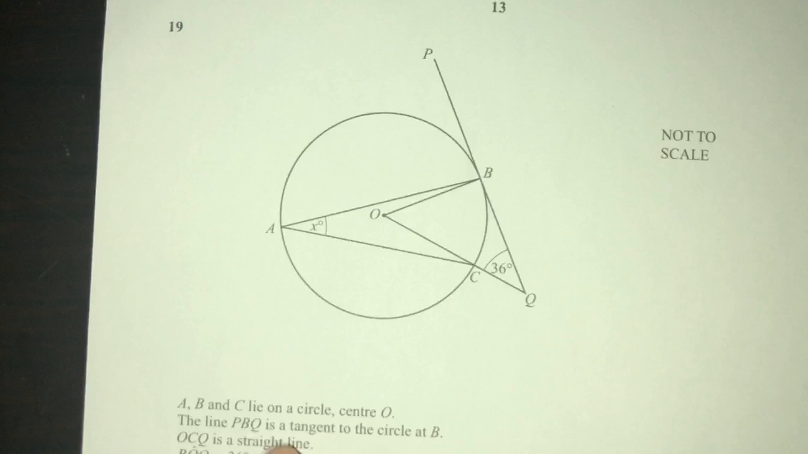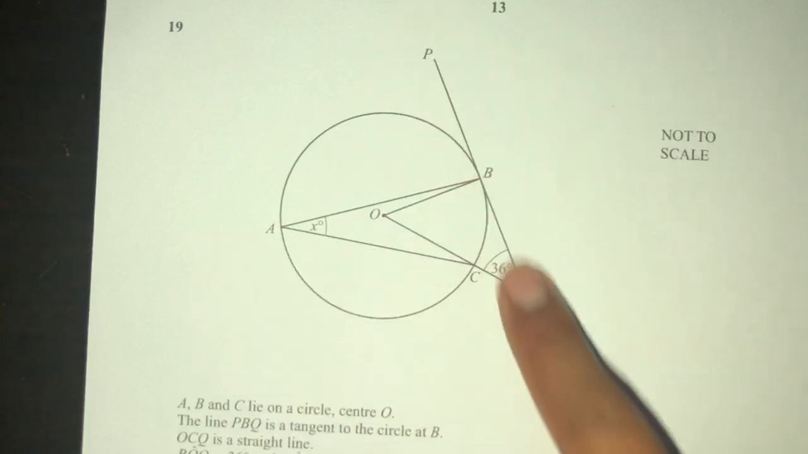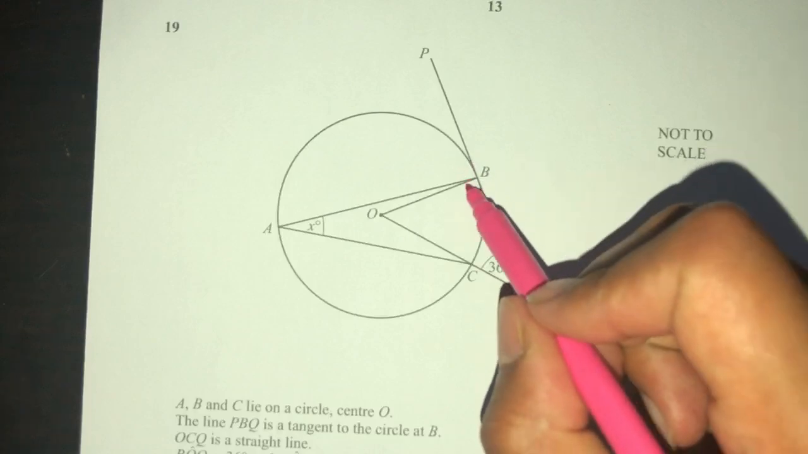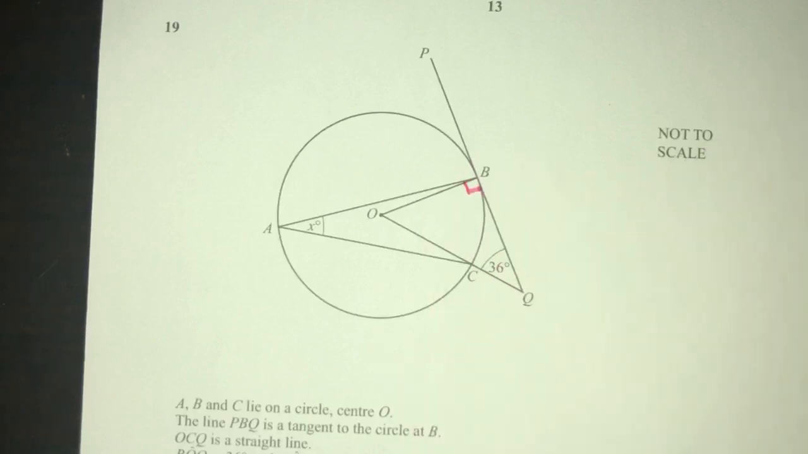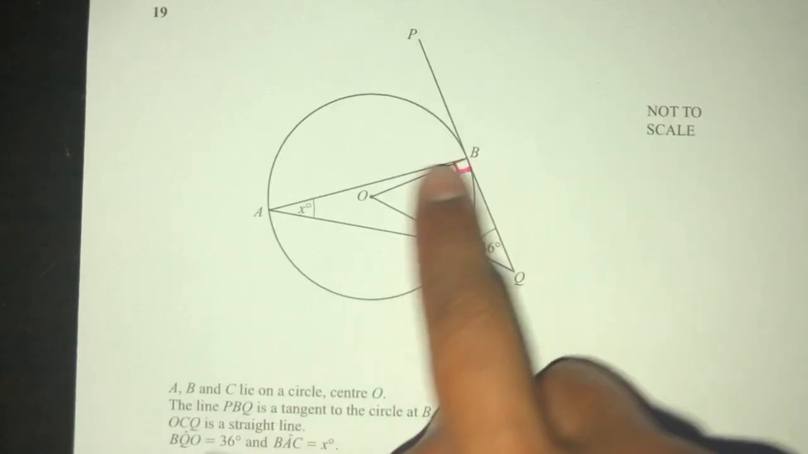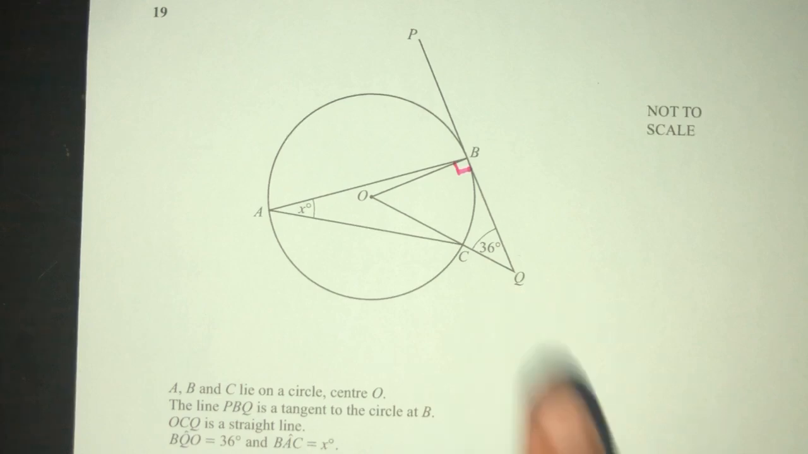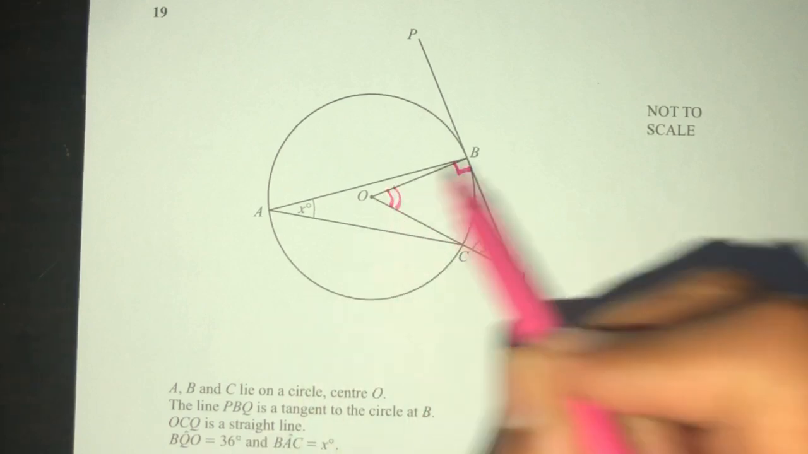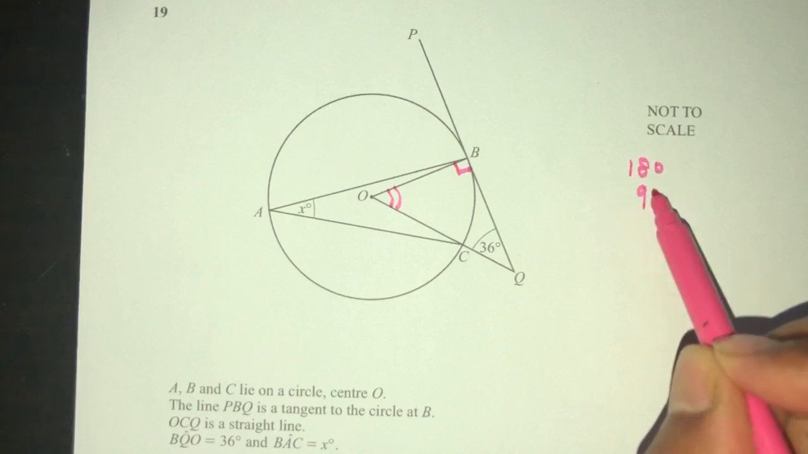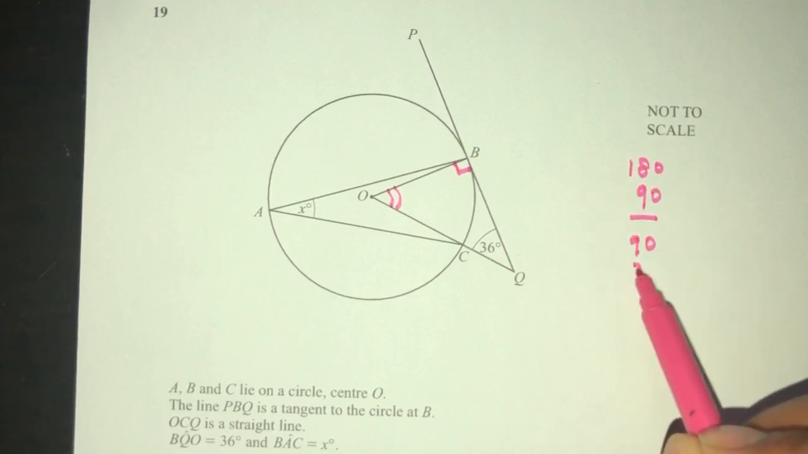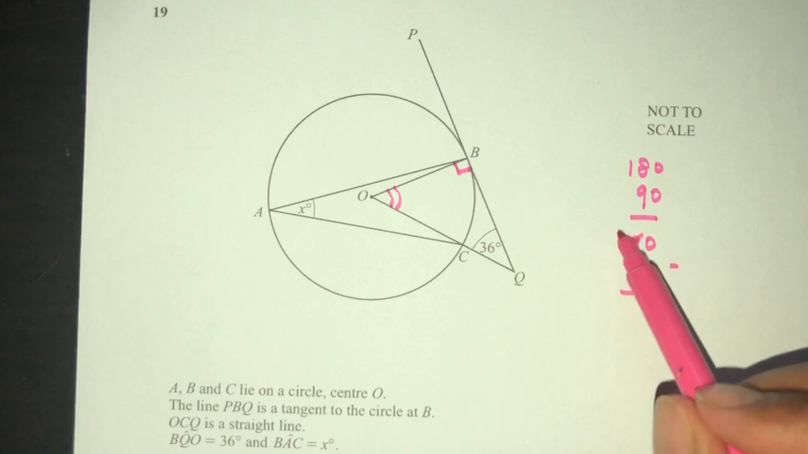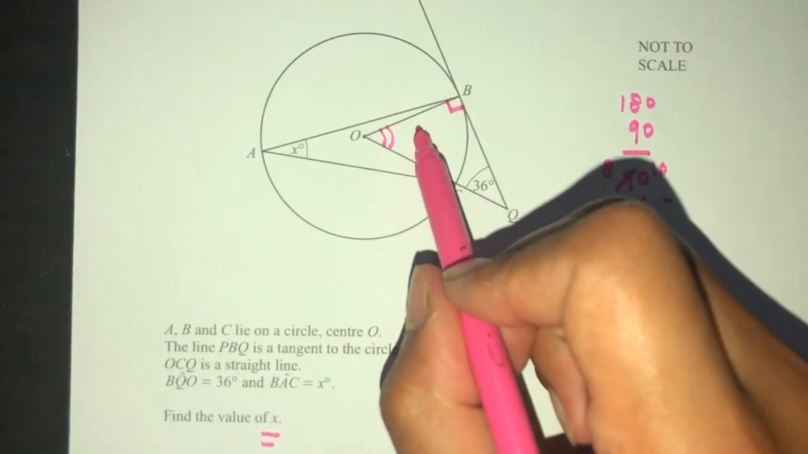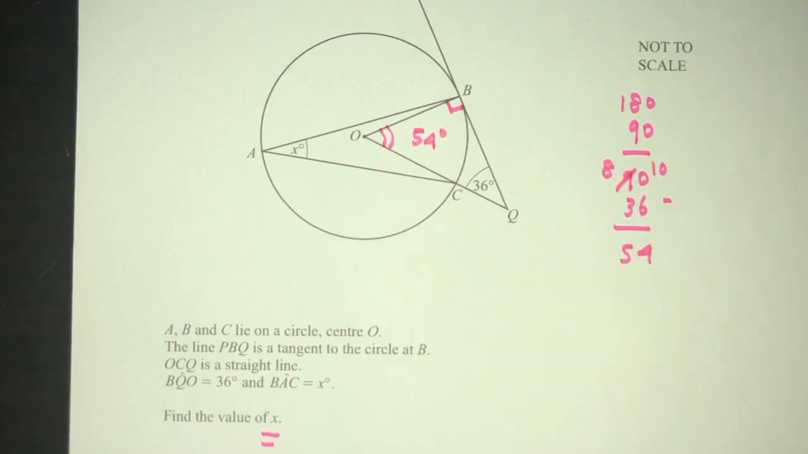First thing first, we have to use this information: because this is a tangent touching the circle at this point, and this point joins the point O, we have to understand this is 90. This is the first thing we have to understand. Now, given that BOQ is a triangle, this is 90, this is 36, so this will be what? We can find this out pretty easily. That will be 180 minus 90, that should be 90, minus 36, that should be 54. So this is 54 degrees for the angle at the center.